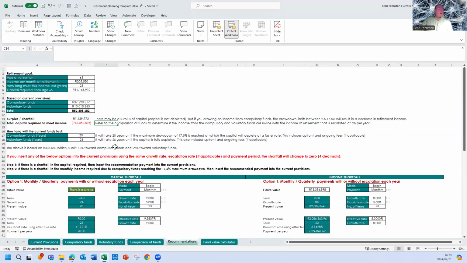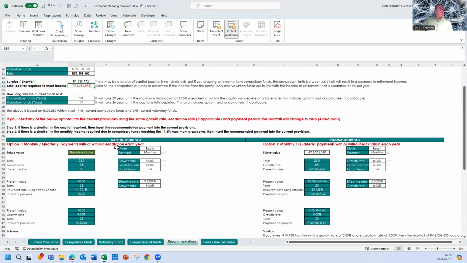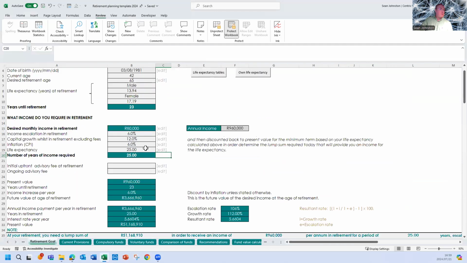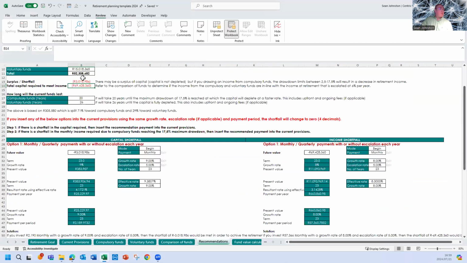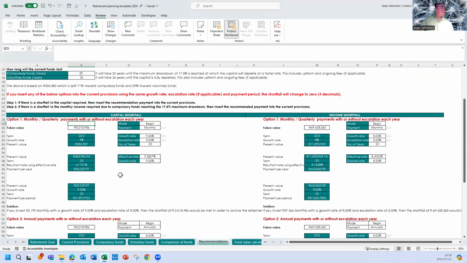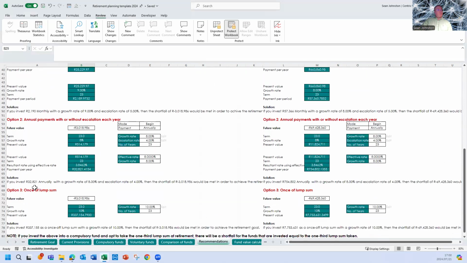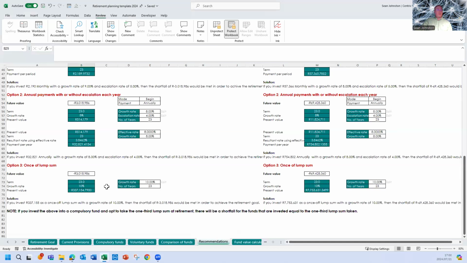So the recommendations are telling us that based on a 6% escalation per year, there's going to be a shortfall of about 13 million. The first calculator is for when we have a shortfall here. Let me show you what I mean. We'll say the requirement was 30 years, then there would be a shortfall of 3 million. Based on the options, he has a monthly or quarterly payment, an annual payment with or without escalation, and a once-off lump sum. Those are the options he has.